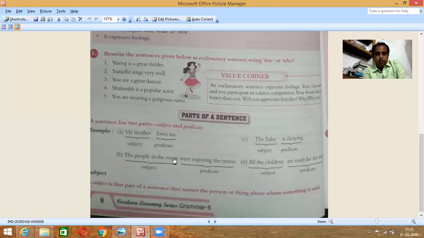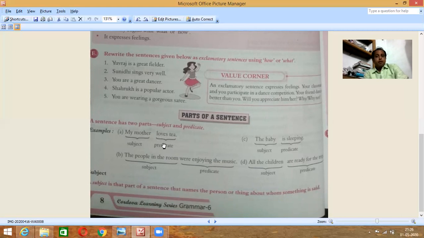Okay. Now let us come to the example. My mother loves tea. You can see the sentence. In this sentence, what is the subject? But my mother. Why is my mother the subject? Because my mother, this part of the sentence, it is the name, the person or thing about whom something is said. What has been said about my mother? Loves tea. Now I'm telling you the easiest way to find out a subject in a sentence.